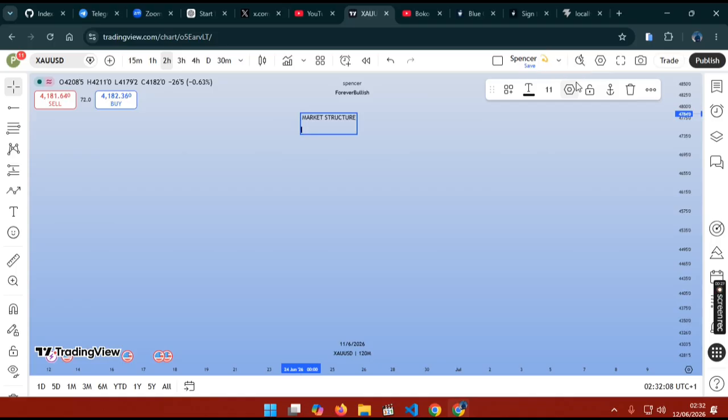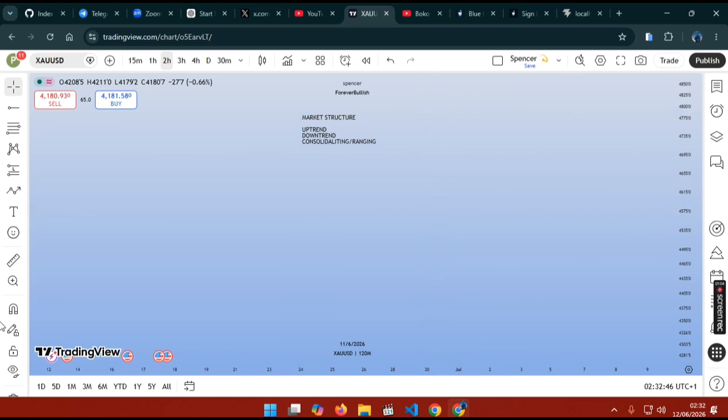Number one is the uptrend market. We have uptrend, we have downtrend, then we have our ranging market or consolidating market. You call it your ranging market or your consolidating market. So let's dive in.